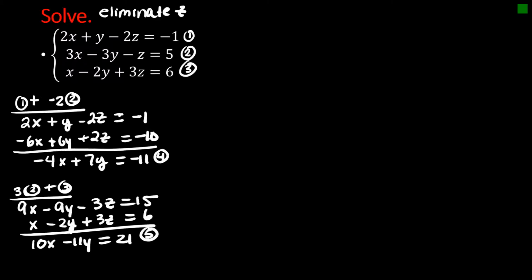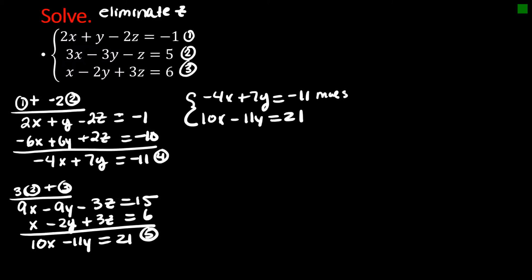Now put equation 4 and equation 5 together. Negative 4x plus 7y is negative 11. And 10x minus 11y equals 21. And I'm going to choose to eliminate the x's here. So if I look at 4 and I look at 10, the least common multiple is 20. So in order to make a negative 20 in our first equation for x, I need to multiply by 5. And in my second equation, I need to multiply by 2.